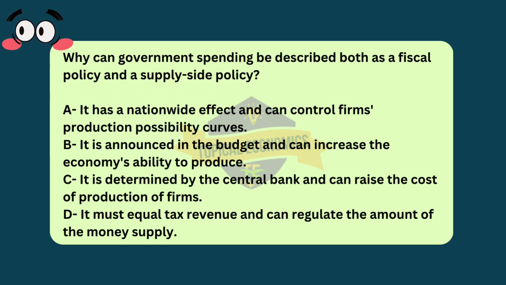This aligns with fiscal policy. For supply-side policy, government spending can also be part of supply-side policy if it is targeted at increasing the economy's productive capacity. For example, spending on infrastructure or education can enhance productivity, improve the efficiency of firms, and create a more skilled workforce, which boosts the long-term supply potential of the economy. Thus, government spending is a tool used in both fiscal and supply-side policies because it can both stimulate demand in the short term, fiscal, and improve the economy's ability to produce in the long term, supply side.